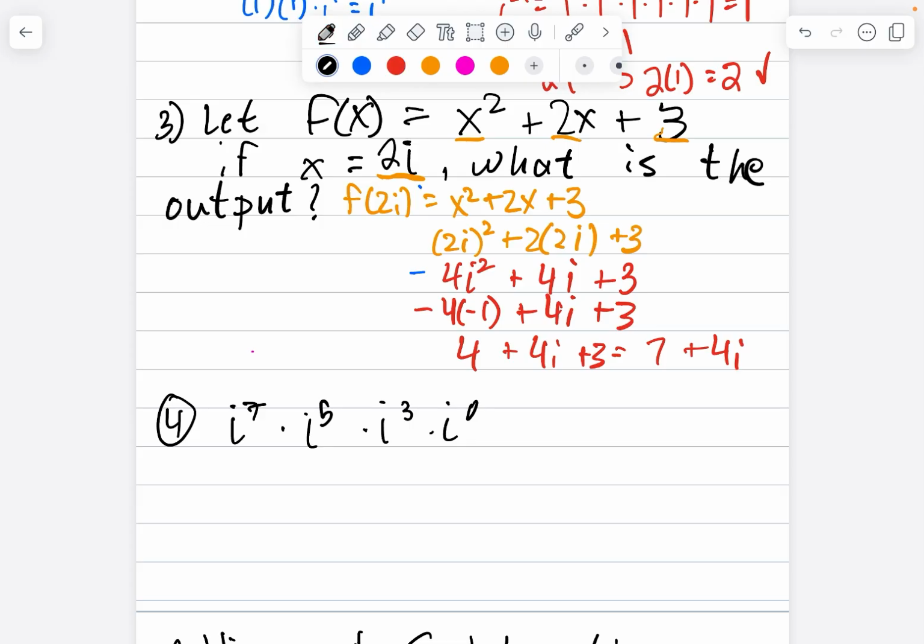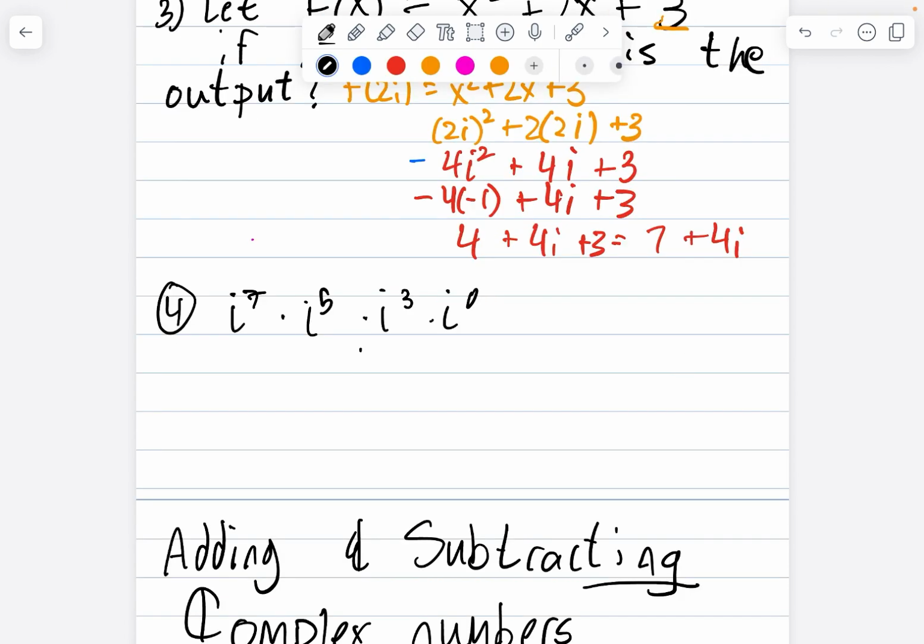All right. Let's take a look at the next problem. If you want to try it yourself, go ahead. It's the same base, right? All right. Let's get back into it.